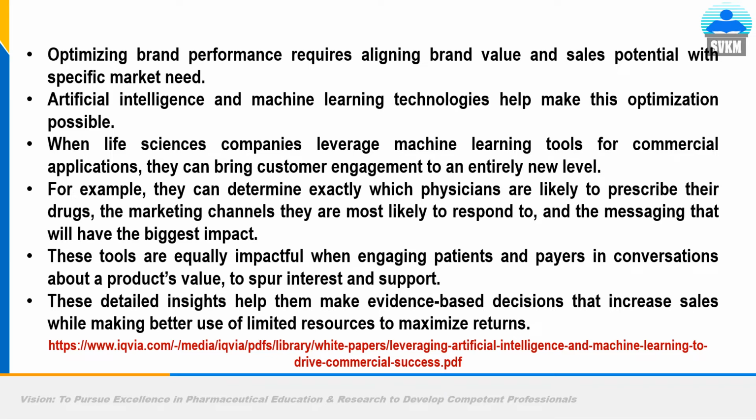Optimizing brand performance requires aligning brand value and sales potential with specific market need. AI and machine learning technologies help make this optimization possible. When life sciences companies leverage machine learning tools for commercial application, they can bring customer engagement to an entirely new level. For example, they can determine exactly which physicians are likely to prescribe their drugs. So it is very important. Pharma companies should know which physicians are likely to prescribe their drugs.